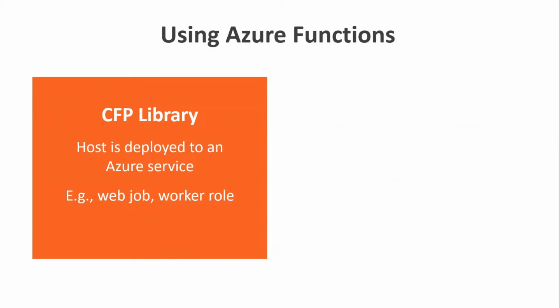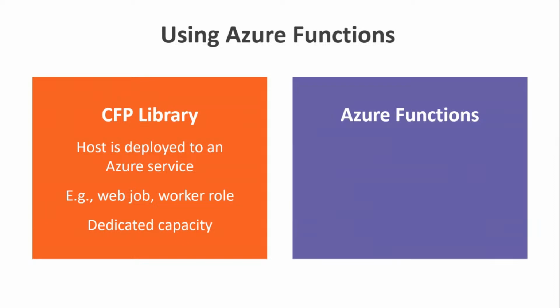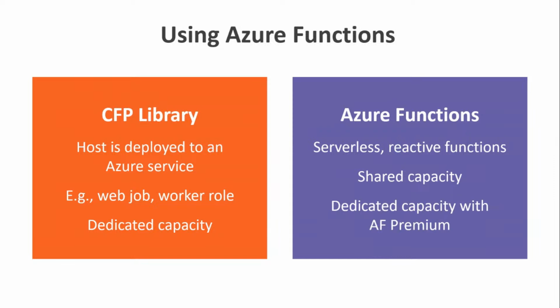And that could be a web job, a worker role, right? Really any kind of dedicated capacity on Azure. But the easiest and simplest, which is what I'll show you, is Azure Functions, which essentially wraps the CFP library. Many of you are familiar with Azure Functions and know what they are, but they are very simple functions. They're triggered, they react to a trigger. And in this case, the trigger that we'll be reacting to is anything being emitted through the change feed. It's generally shared capacity. You can pay for Azure Functions Premium and get dedicated capacity, but it's really the simplest way to get started. And that's what we'll do.